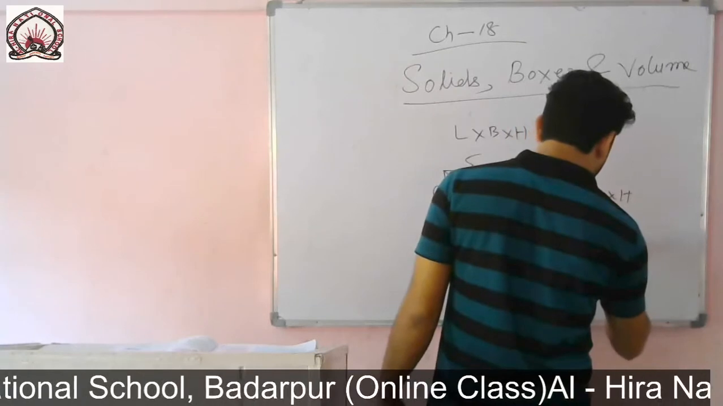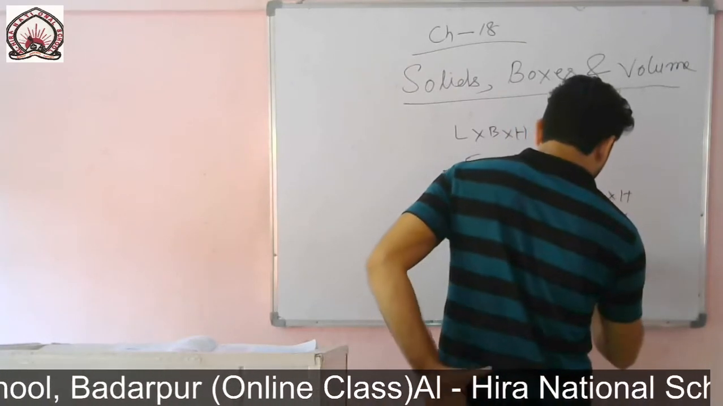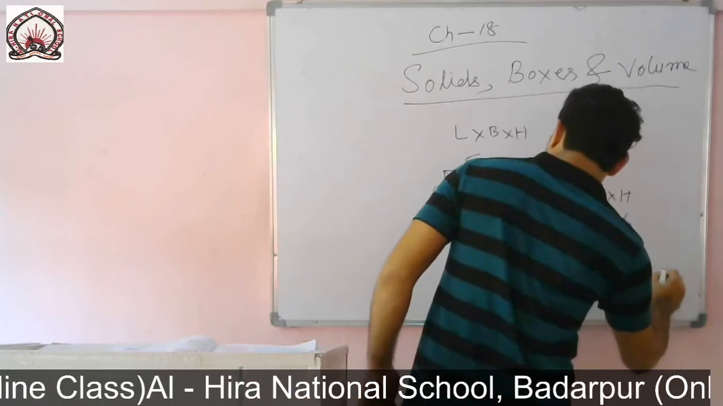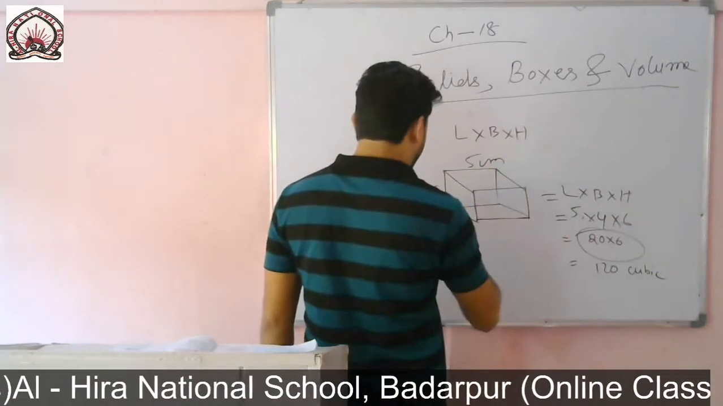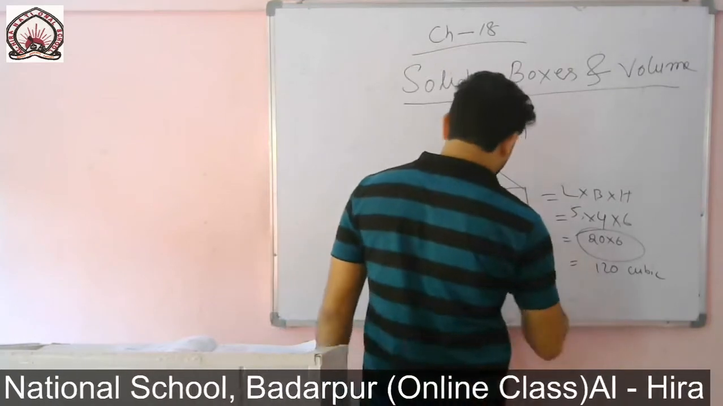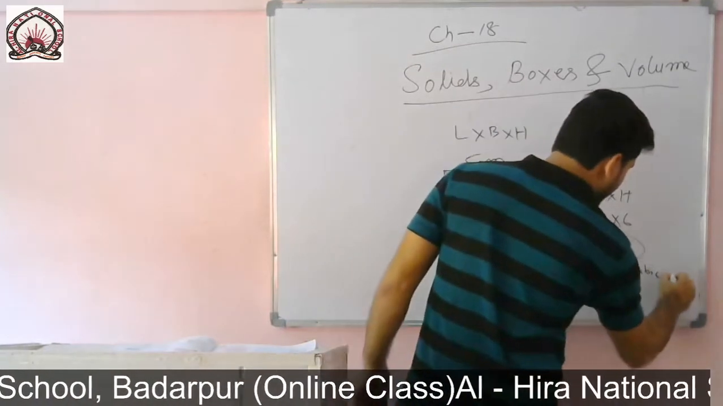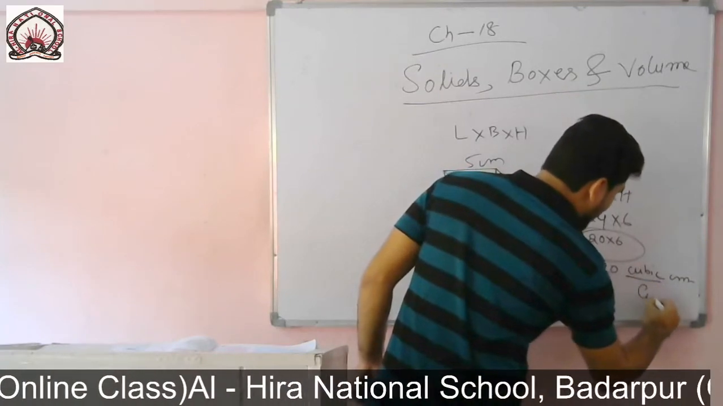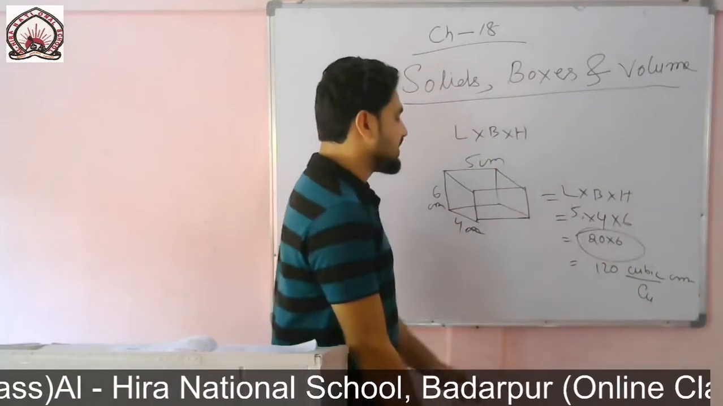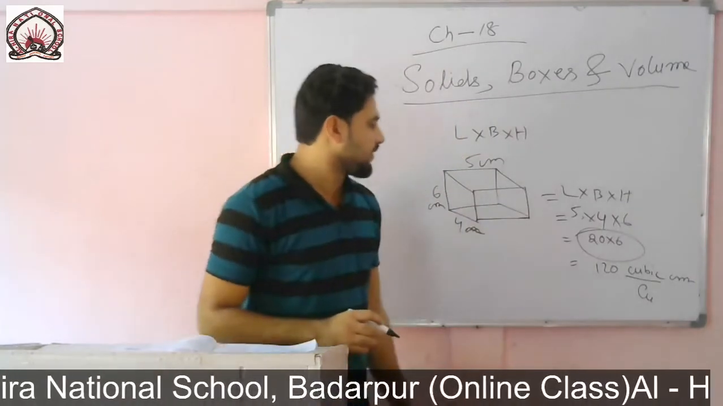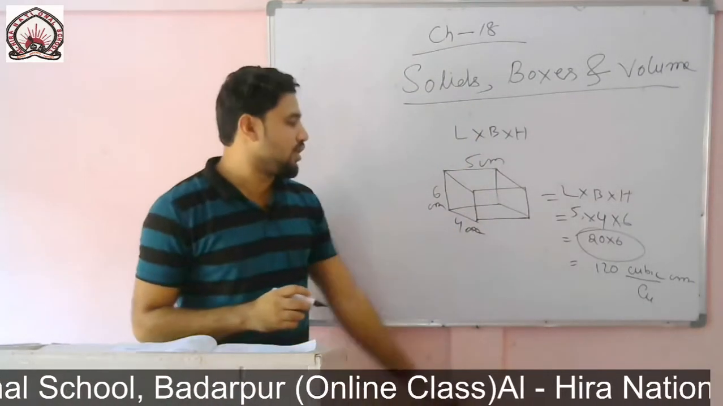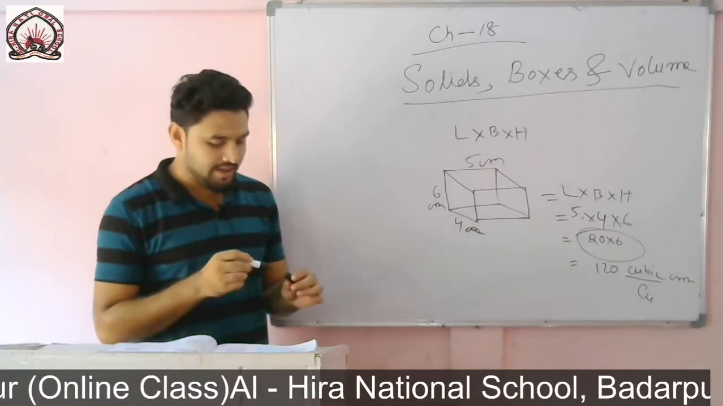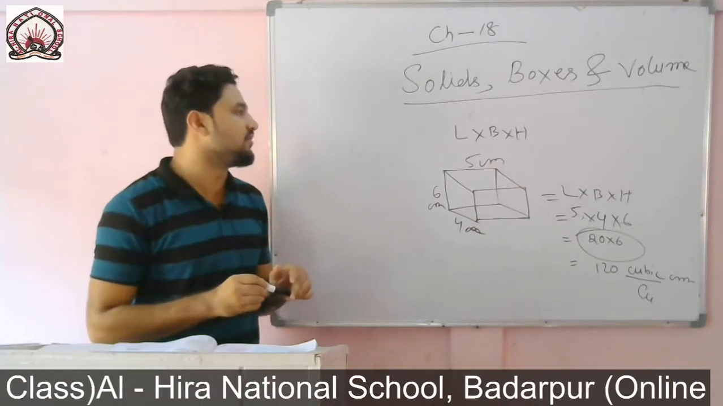5 4s are 20, 20 into 6 is 120 cubic. If it is centimeter then centimeter, meter then meter, so cubic centimeter. And this cubic can be written in short form CU. CU is cubic. So 120 cubic centimeter is the volume of this cuboid. So in this chapter we will learn about these things.